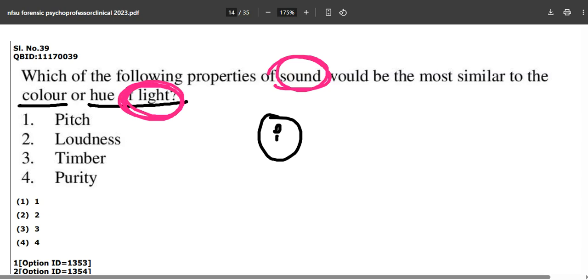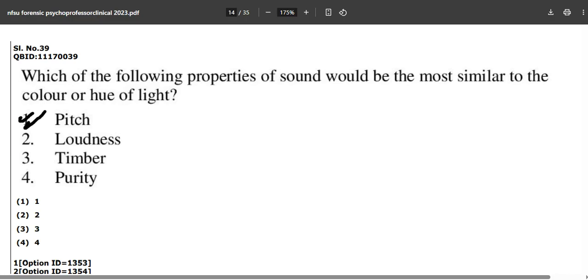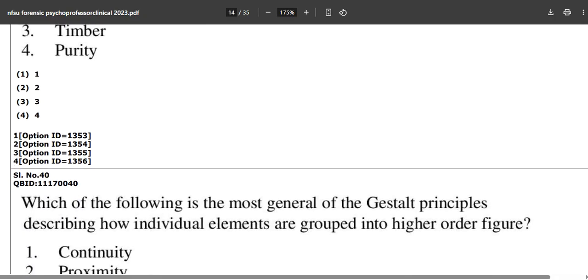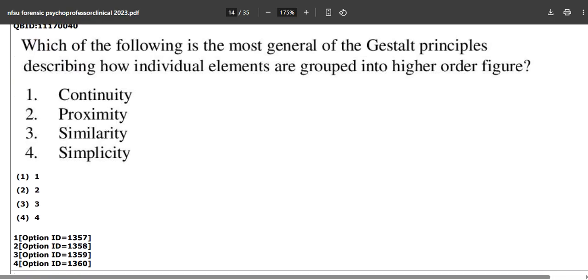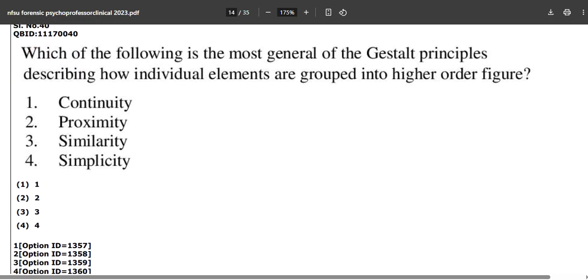If you know, you will be able to answer. Which of the following properties of sound would be the most similar to the color or hue of light? Is it purity, timbre, loudness, or pitch? Obviously, it is pitch that is important. You can refer to the NCERT for basic understanding and the C book as well. Everything is mentioned. Nearly 35 plus questions out of 40 are directly from the C book and the basic NCERTs.